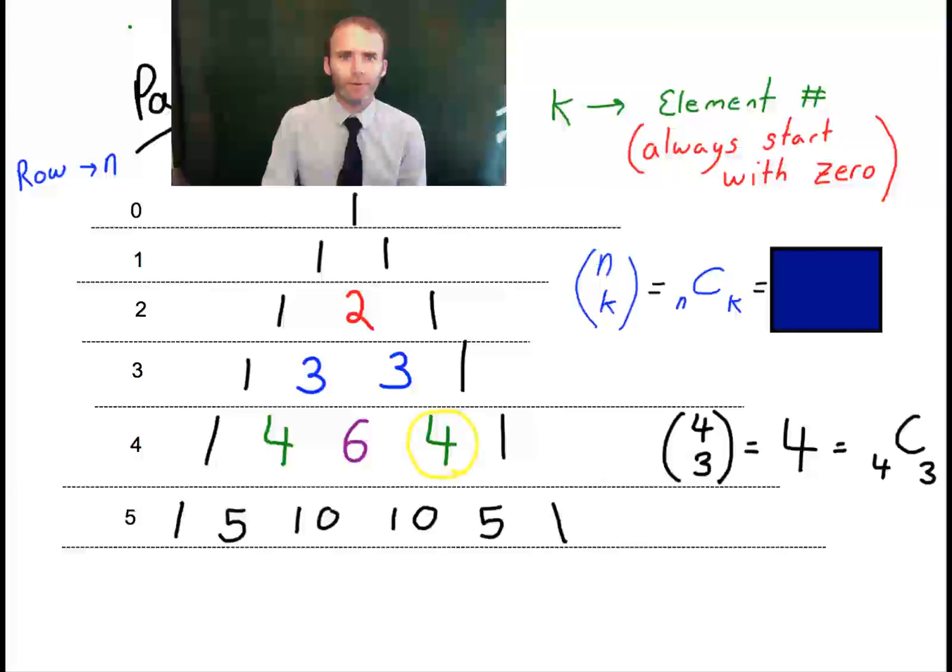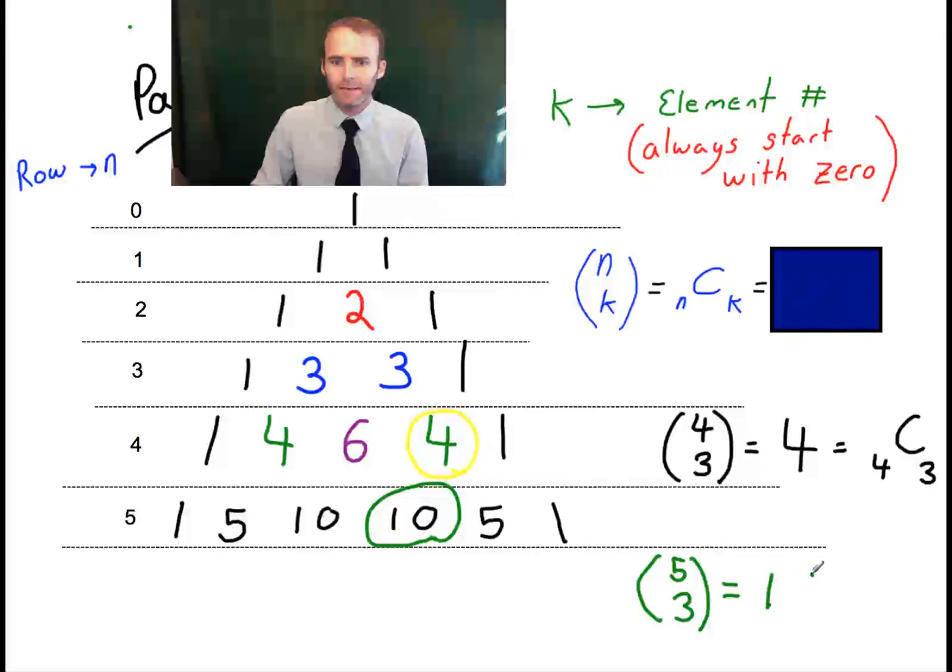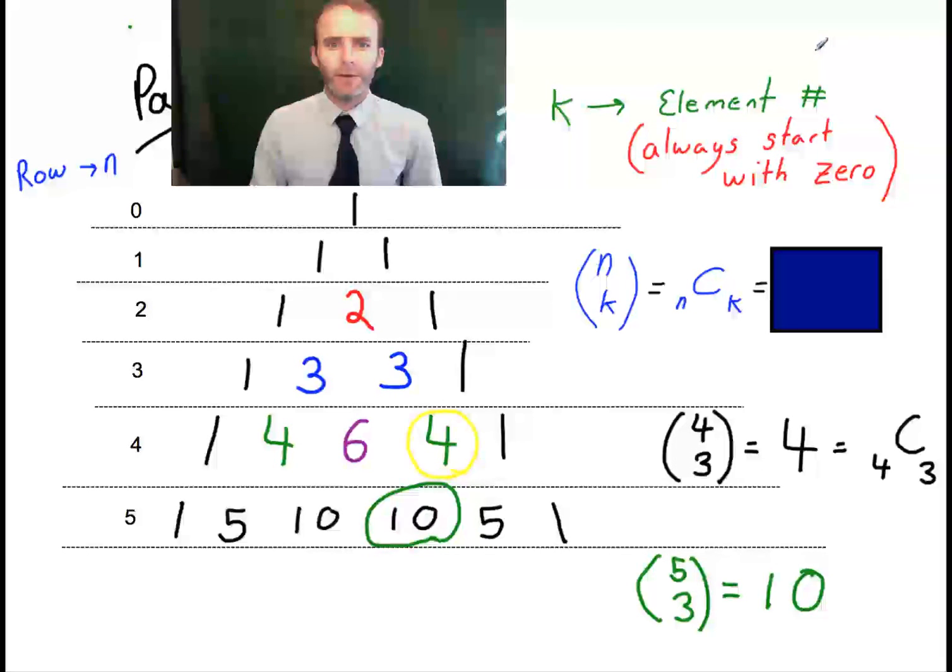So let's do one more example. We'll do this one in green. Let's say that I want to find out what the element in the 5th row and 3rd element is equal to. So let's come down here and we'll go 0, 1, 2, 3, 4, 5, and I'm going to go over 0, 1, 2, 3. So this 3rd element is 10. Okay, let's look how we apply Pascal's triangle to use the binomial theorem.